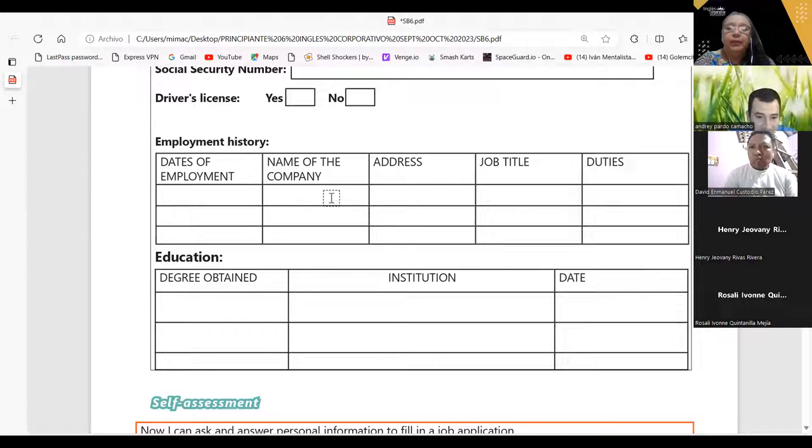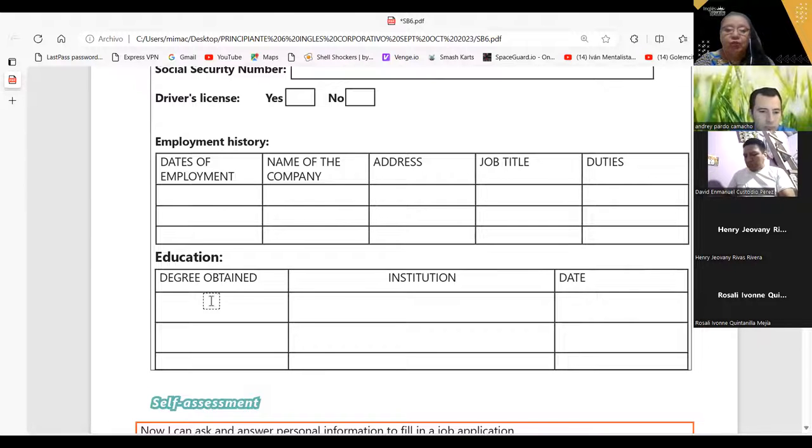The name of the company, the address, the job title. If you were a sales manager, the CEO, if you were the janitor, the gardener, a driver, a technician, an engineer, the receptionist, I don't know. Duties: here, the activities that you did in that company during this time.